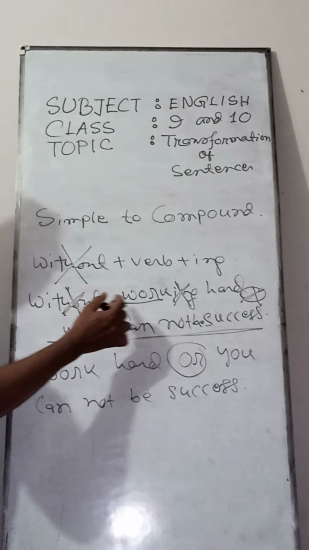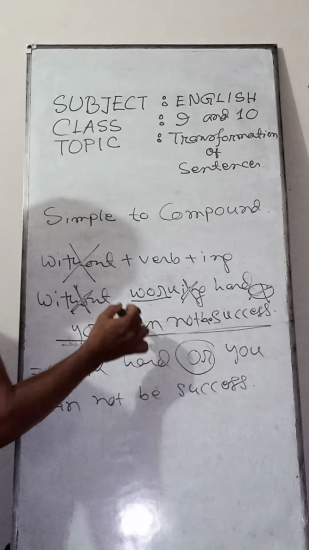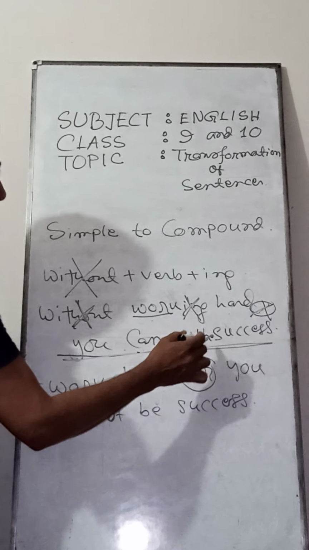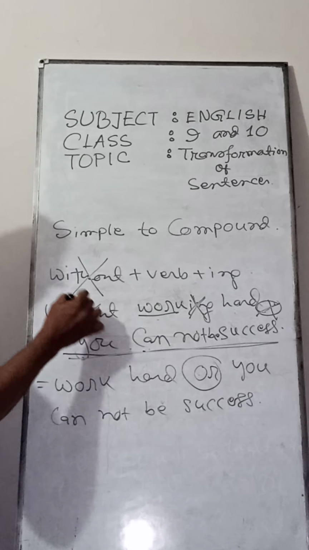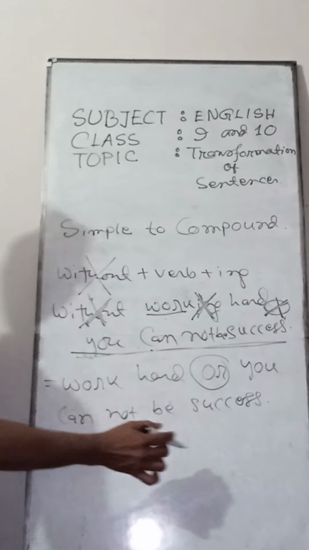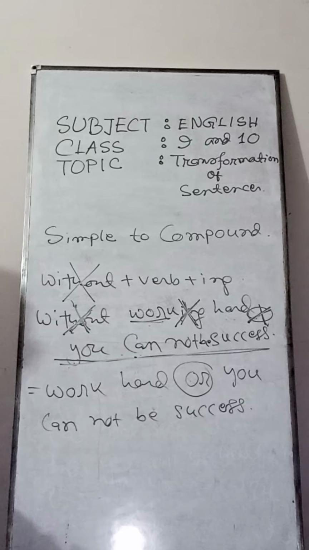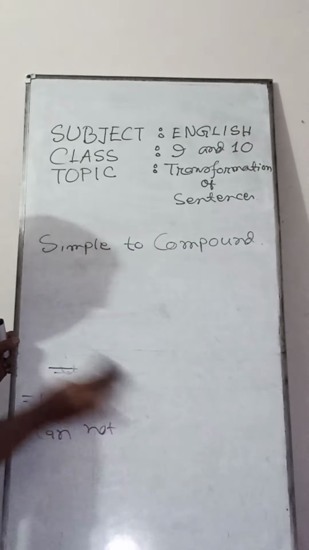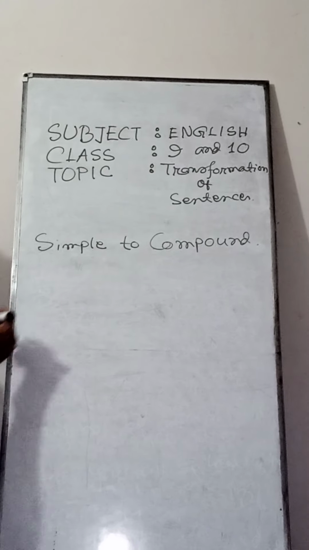For example, without working hard, you cannot get success. And you can do this very simply. You have to withdraw "without," withdraw "ing," and withdraw the comma: just work hard or you cannot be success. And this is very simple, and I hope and believe all of my students will be able to understand this. Now I'm going to another rule, number 4.